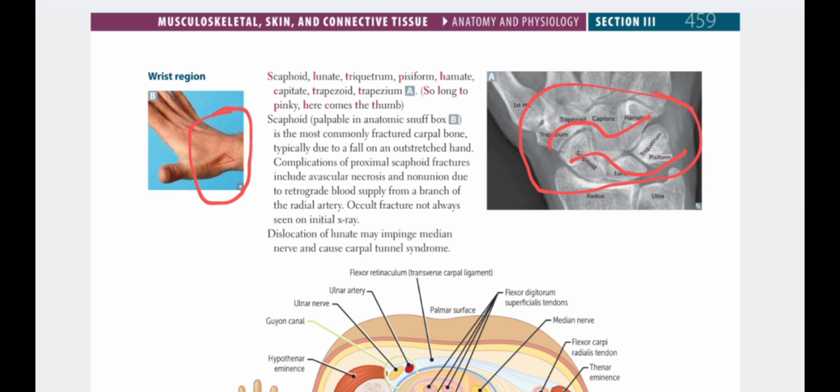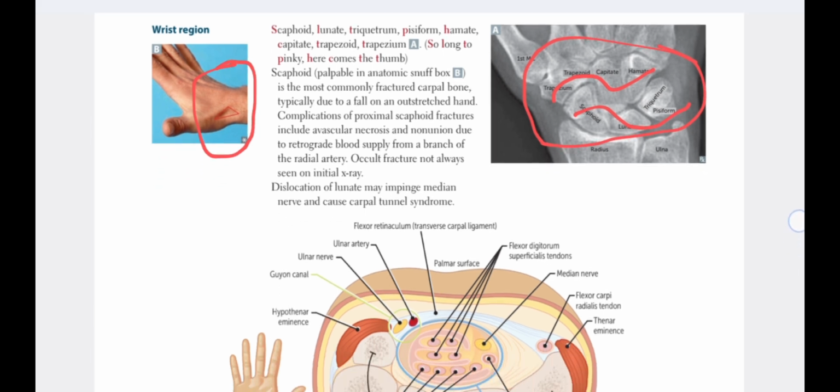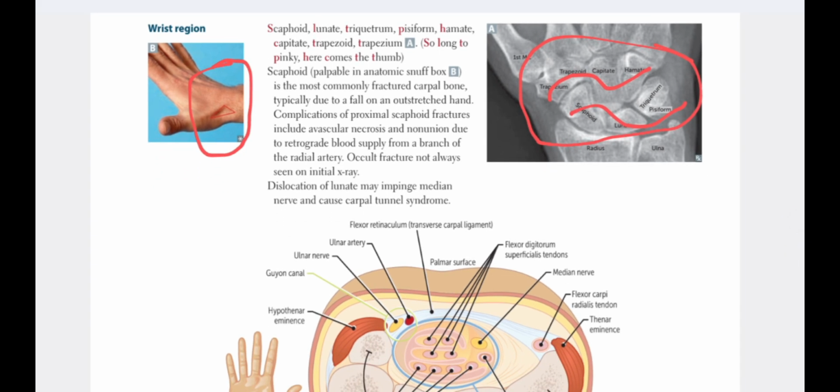Here is also a mnemonic present for your ease, where the first letter is provided. The mnemonic goes: So long to pinky, here comes a thumb. So this is a mnemonic to remember the names of the bones, that is scaphoid, lunate, triquetrum, pisiform, hamate, capitate, trapezoid, and trapezium.